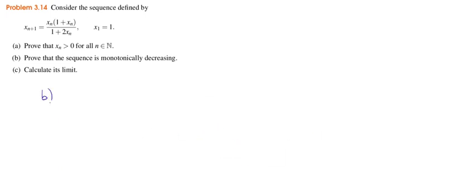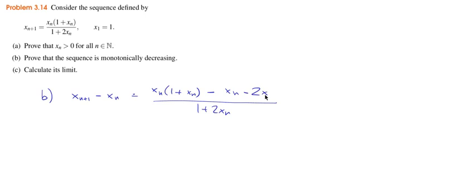Prove that the sequence is monotonically decreasing. We subtract x sub n plus 1 minus x sub n. We have x sub n times (1 plus x sub n) over (1 plus 2 x sub n), minus x sub n. If we want to write this in the same fraction, we have x sub n minus 2x sub n squared. And this is just x sub n plus x sub n squared, and if you realize this is x sub n minus x sub n, and then in the numerator you have minus x sub n squared, over 1 plus 2x sub n.